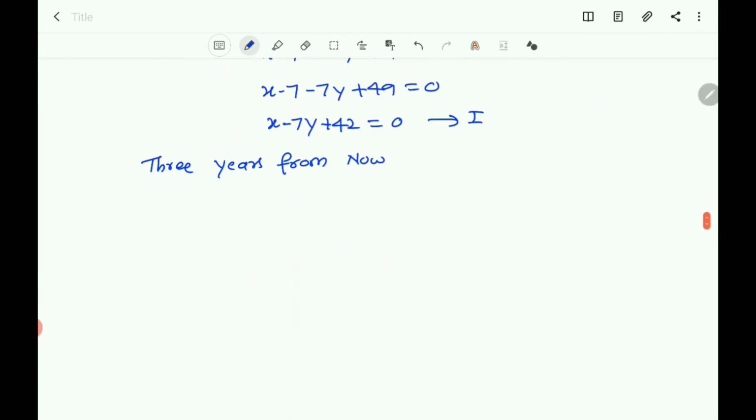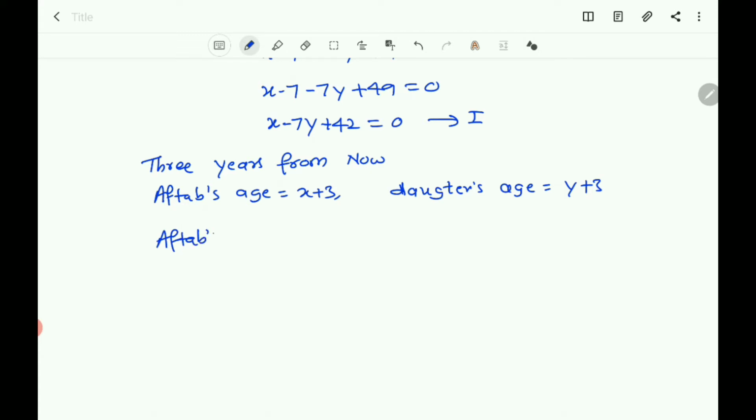So take 3 years from now, Aftab's age equals x plus 3, daughter's age equals y plus 3, and Aftab's age will be 3 times the age of his daughter. So you take Aftab's age equals 3 into daughter's age. So it is x plus 3 equals 3 into y plus 3. That is the second situation here.